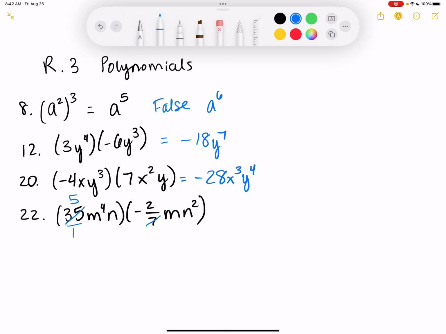So now for the numbers, I would have 5 times negative 2, which would be negative 10. And then m to the 4th times m is going to be m to the 5th. And then n times n squared is n cubed.